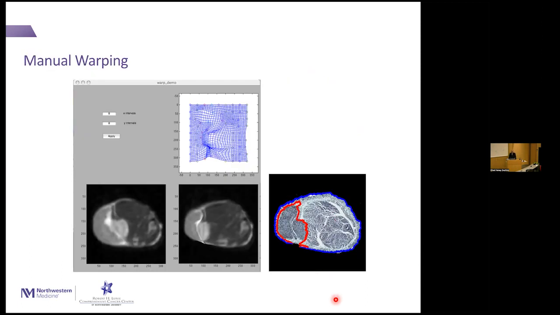One of the downsides with histology is there's tearing and stretching, shrinking, from the process of preparing the tissue, especially if you do something like paraffin embedding. So this is just an example to show you how much warping is required to get something like an MRI scan to match the histology.